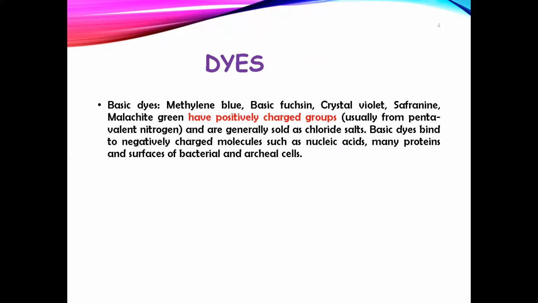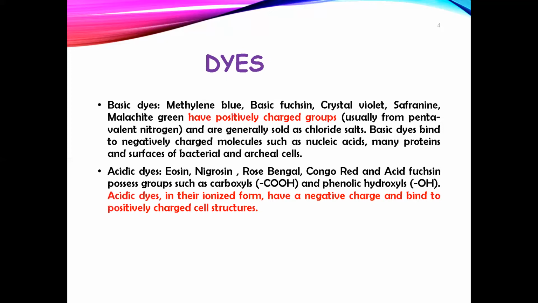Then dyes. Two types of dyes are there, basic dyes and acidic dyes. Basic dyes are the ones which have a positively charged chromophore on them. So they bind to the negatively charged molecules like nucleic acids, many proteins, and surfaces of bacterial and archaeal cells. Examples of basic dyes are methylene blue, basic fuchsin, crystal violet, safranin, malachite green, etc.